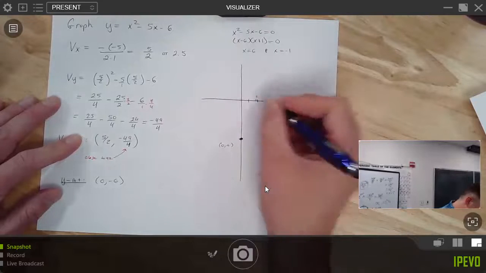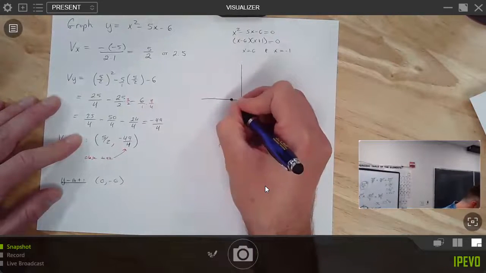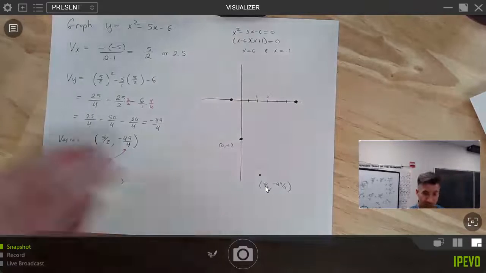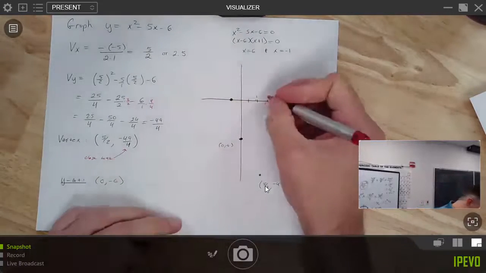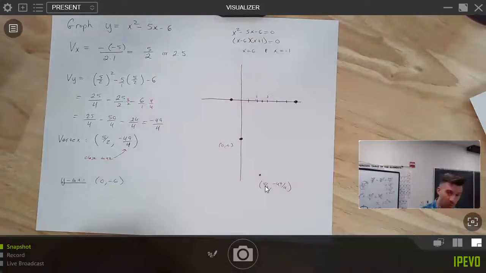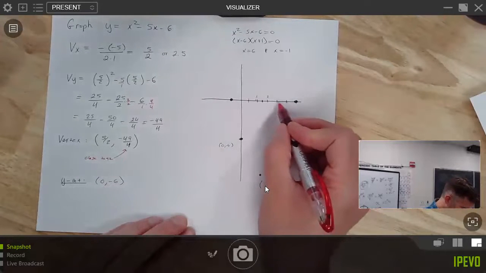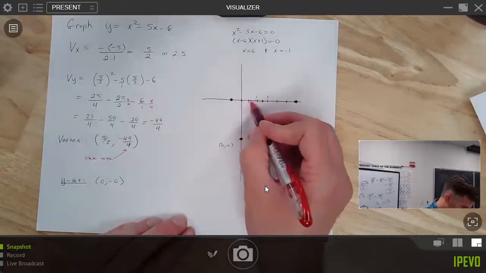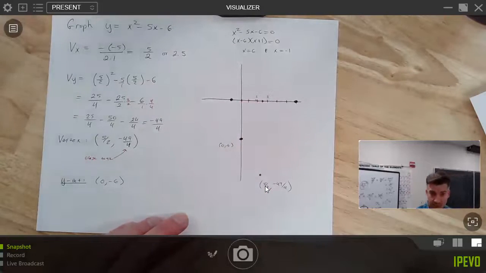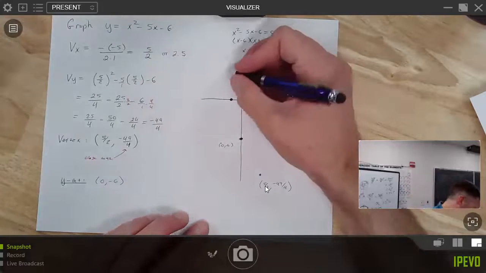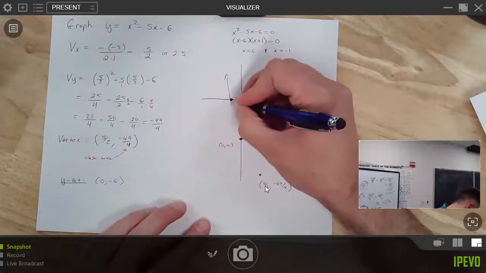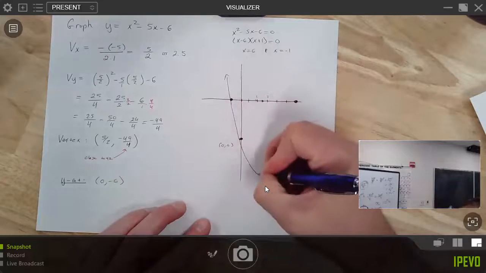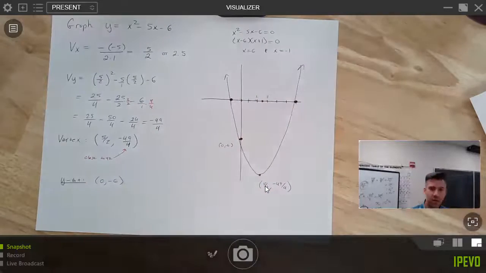So there's one of them. There's another one. And you'll notice they're still both equidistant from what would be your axis of symmetry, right? This one is 1, 2, 3 and a half to the right. And this one is 1, 2, 3 and a half to the left. And then just try your best to graph it. Well, it turned out pretty good.